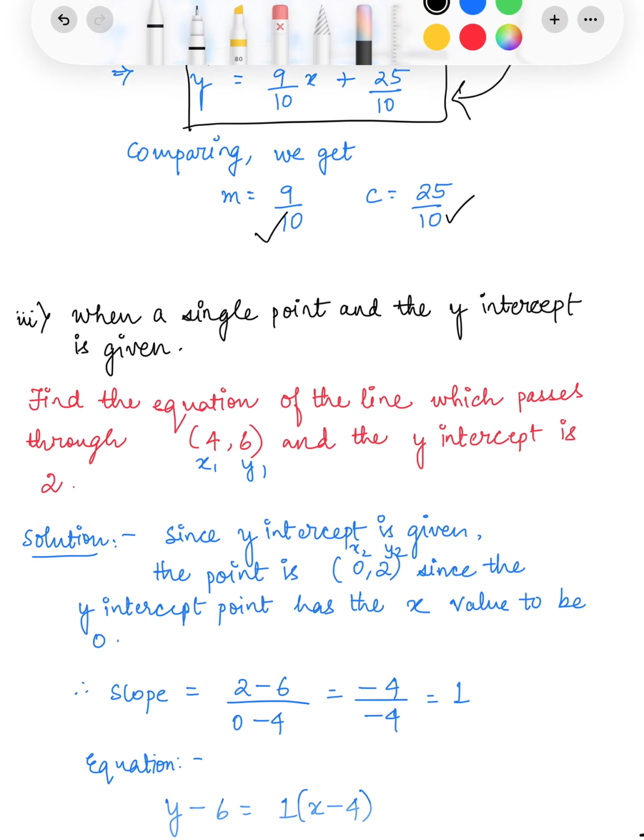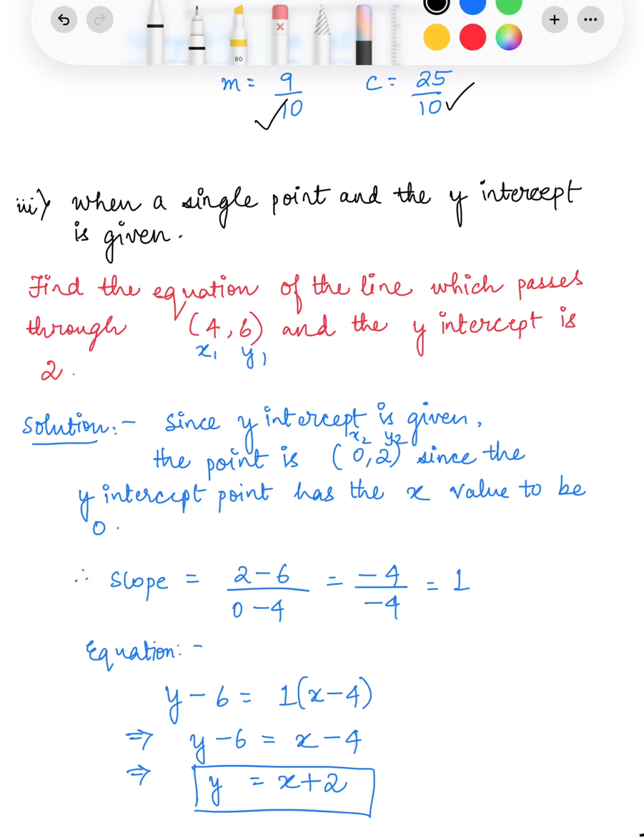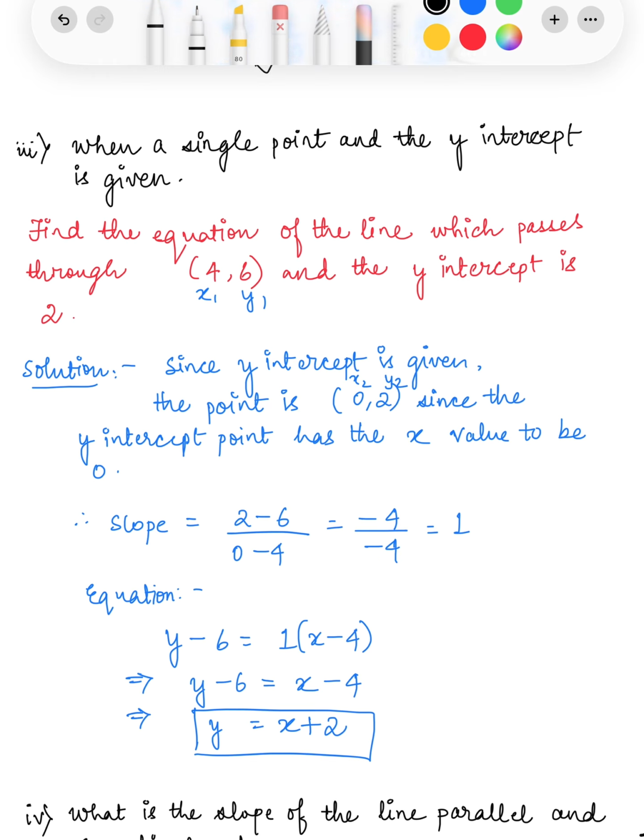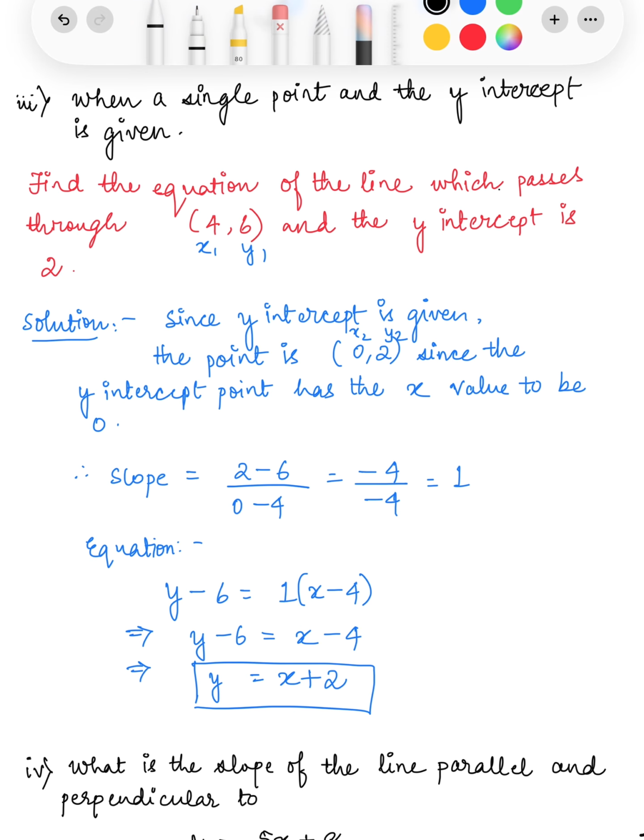So basically we got the y-intercept, which is 25 by 10, and we got the slope, which is 9 by 10. Now the third type of question is that a single point on the line is given and the y-intercept is given. So we have to find the equation of the line which passes through 4, 6 and the y-intercept is 2. So as I mentioned earlier, since the y-intercept is given, the point is 0, 2. Because for any y-intercept, the x value has to be 0.